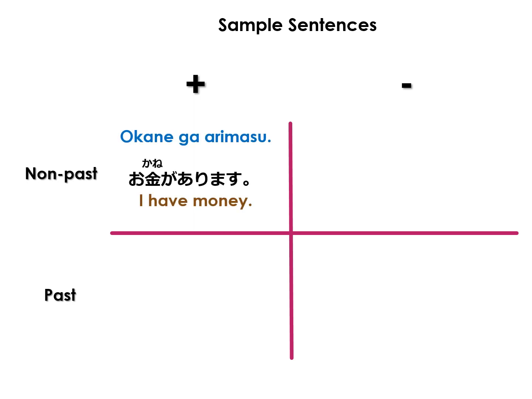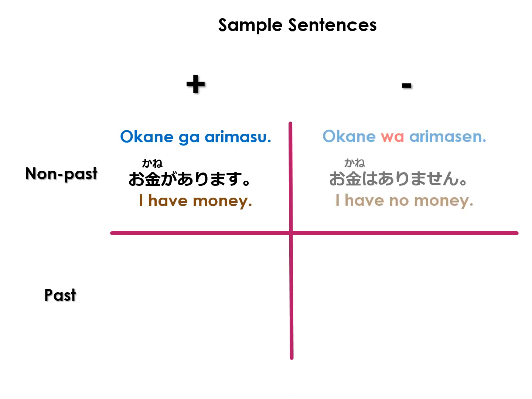Okane ga arimasu. It means I have money. The watashi wa here is implied. Remember that watashi wa is the default. Watashi wa okane ga arimasu. I have money.